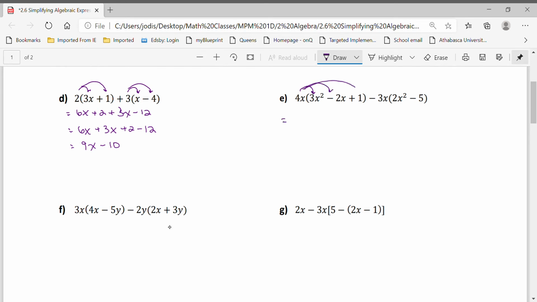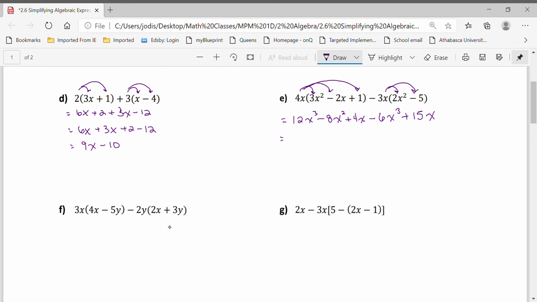Okay, and then again, we're distributing lots here. So 4x times 3x squared, so 4 times 3 is 12, x, 1 plus 2 is 3. 4 times -2 is -8, and then x times x, x squared. 4x times 1 is 4x. Over here, -3x times 2x squared, so -3 times 2 is -6. x, 1 plus 2 is 3. -3x times -5, negative and a negative is a positive. 3 times 5 is 15, and then x.